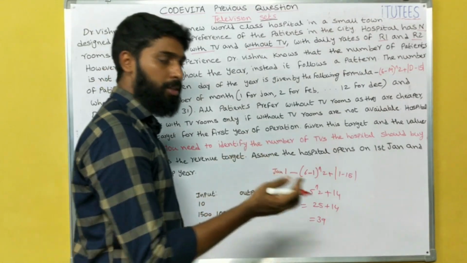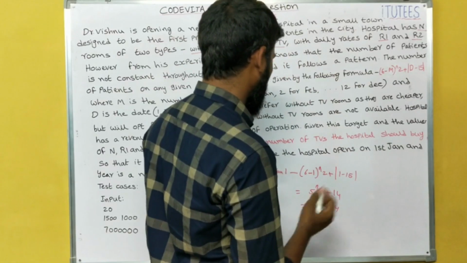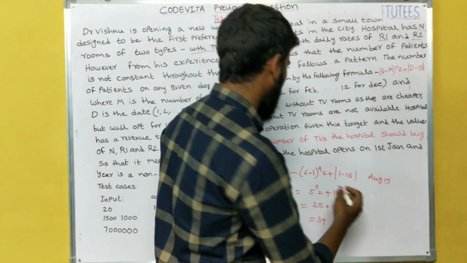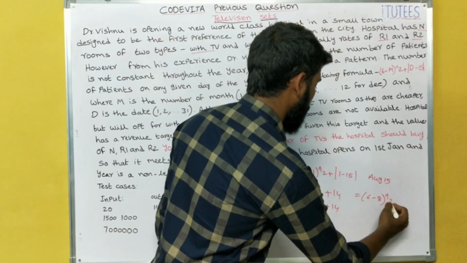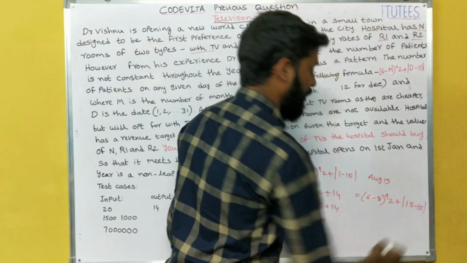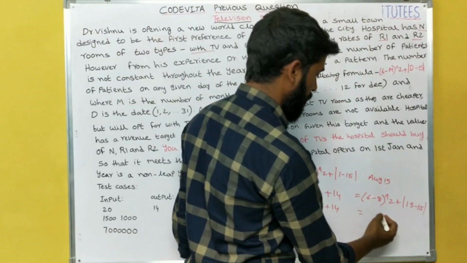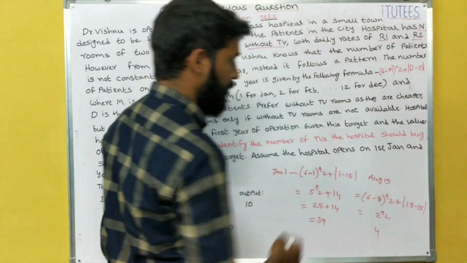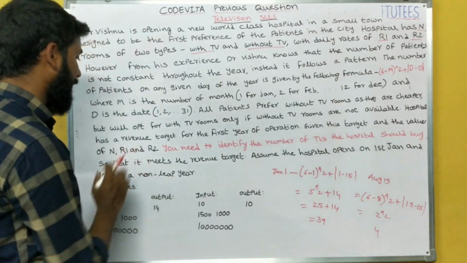In this way we can calculate the patients on August 15. August is month 8, so 6 minus 8 whole square plus 15 minus 15. 6 minus 8 means minus 2, and 2 squared means 4. That means 4 patients are there on August 15. Now we can calculate the number of TVs.